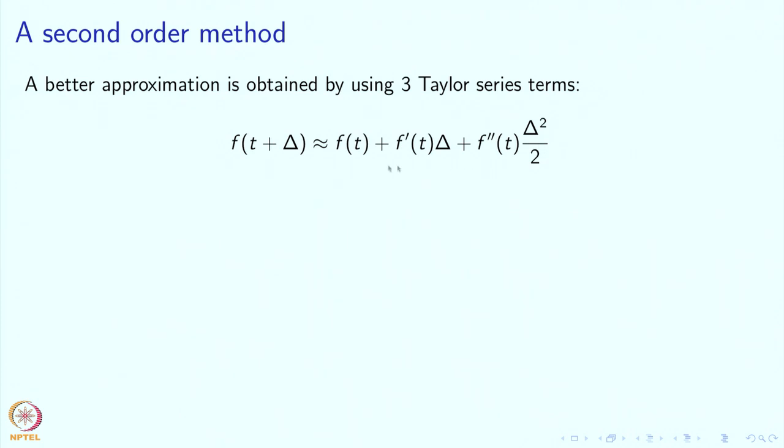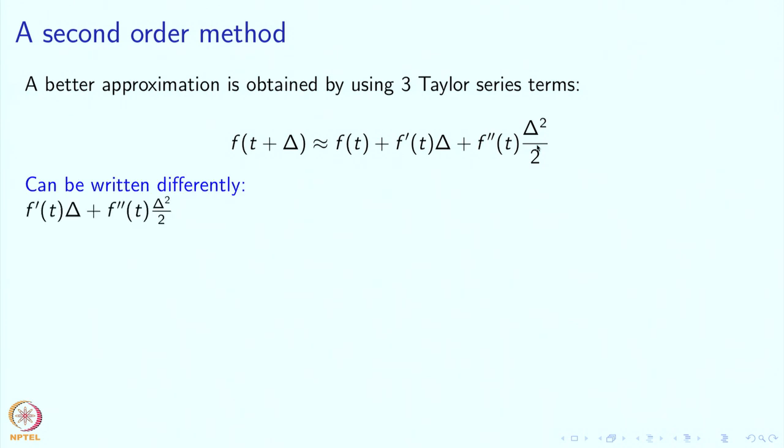This is still approximately equal to, because as we know, the Taylor series just keeps going, and we are not taking all the terms of the series. We are just taking up to second powers of delta, and therefore, by the way, it is called the second order method.